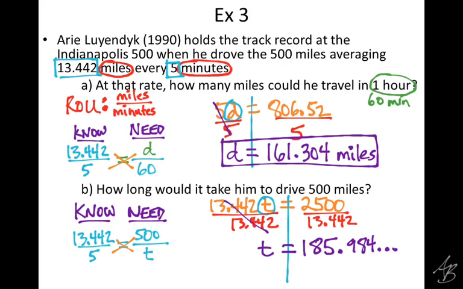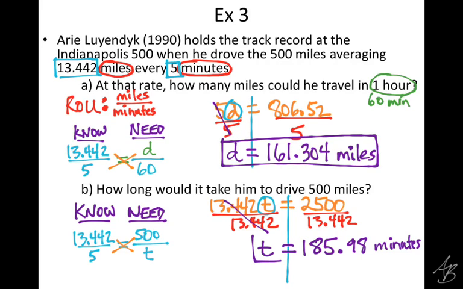Since we're going to round to the nearest hundredth, that would be the 8 here. We get rid of the 4 and everything after it. Is that 8 going to stay the same or go up? It's going to stay the same. So we can actually just write it down like this. And the units are going to be minutes. So it's taken him 186 minutes, roughly.